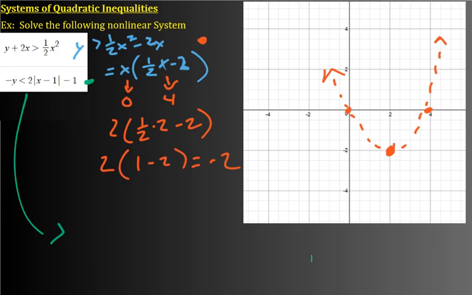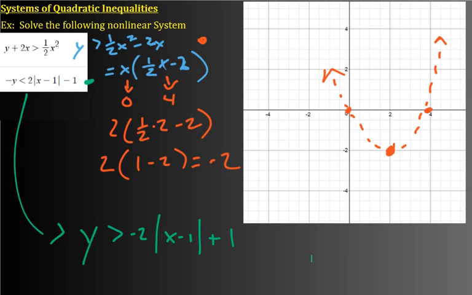Then the other one, I think I'll just do this one in green. The only thing you really have to do is multiply by -1. Remember that you'll flip the inequality if you multiply by -1. And then I've distributed it to both terms on the right side. And then it's just an absolute value.